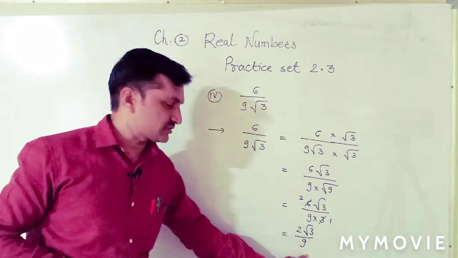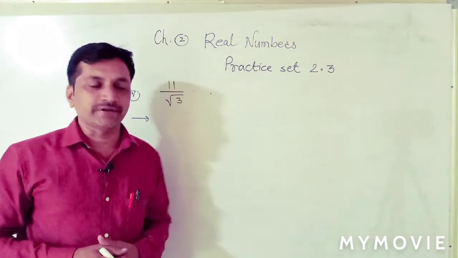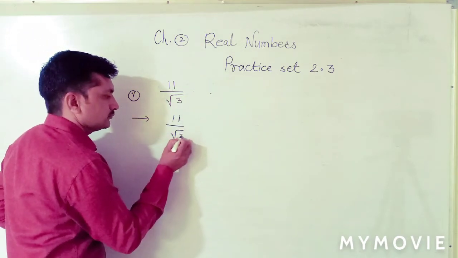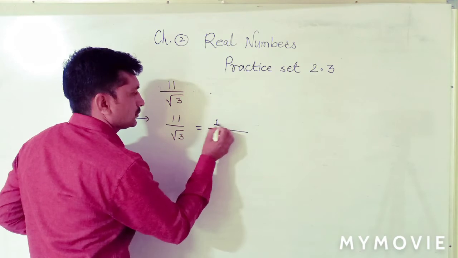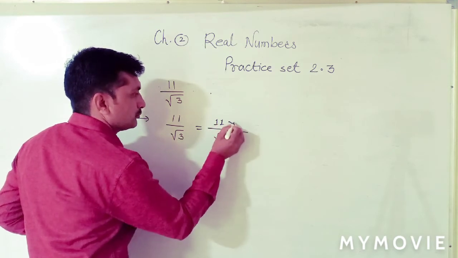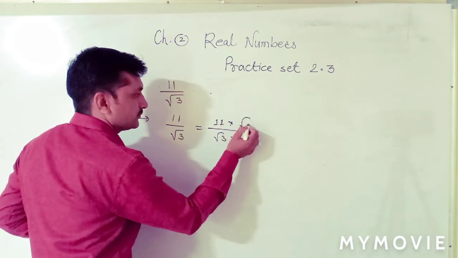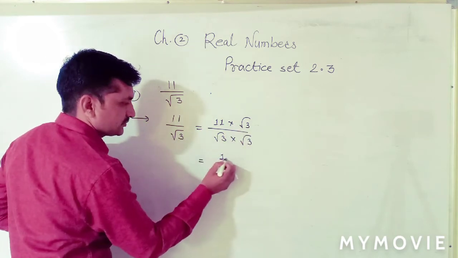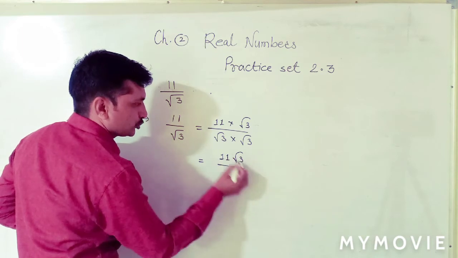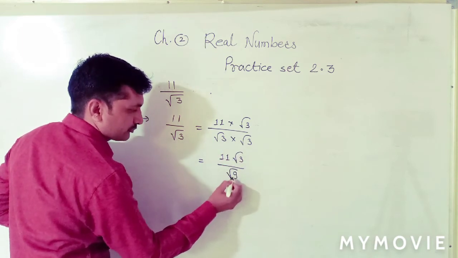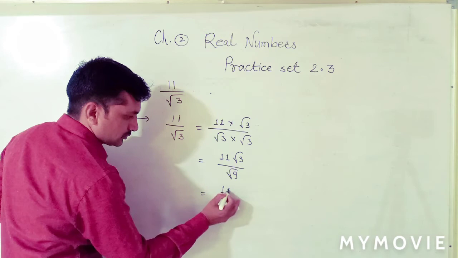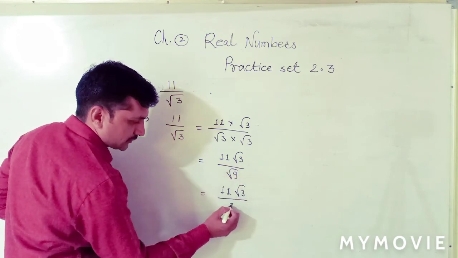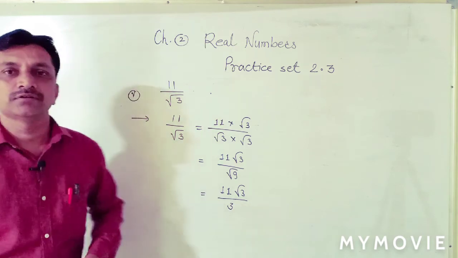The denominator is rationalized here. Example number 5: 11 upon root 3 is equal to 11 upon root 3, multiply and divide by root 3. Now the product of this is 11 root 3 upon root 3 into root 3, square root of 9. The answer is 11 square root of 3 upon square root of 9, which is 3. The denominator is rationalized.